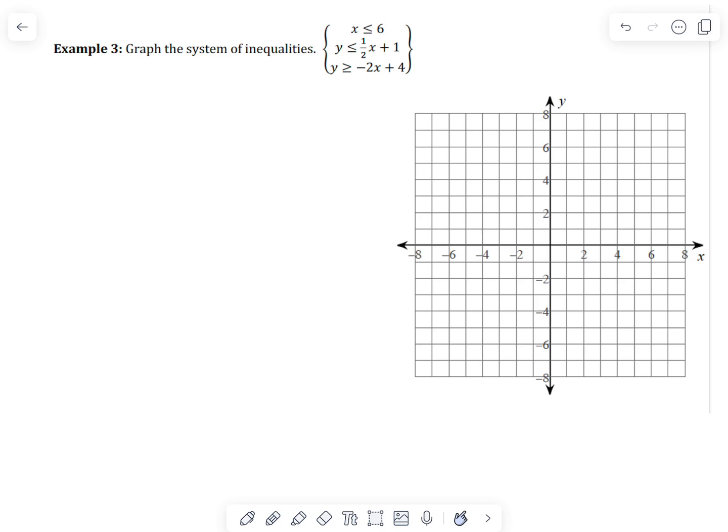All right, here's another example on graphing a linear inequality system. Now it's going to have three inequalities. So this top one, x less than or equal to 6, is going to be a vertical line. So we go to 6 on the x-axis. And since it equals, it has a solid line.